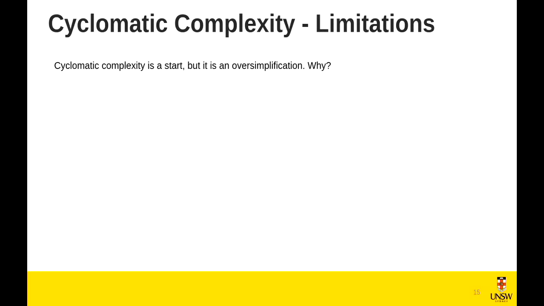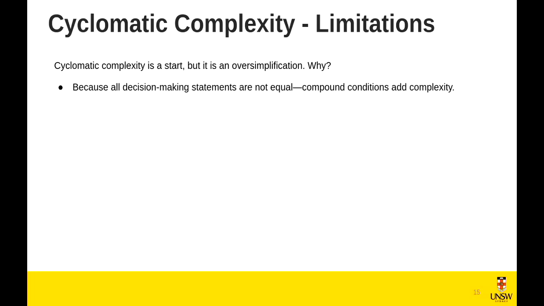And there are actually some limitations of cyclomatic complexity. Now we know that the advantage is quite obvious. It's easy to calculate, and it can reflect the complexity of the structure of this program, like the number of decision points, like the loops or switch or if else. But there are some limitations for cyclomatic complexity because it is an oversimplification of the program.